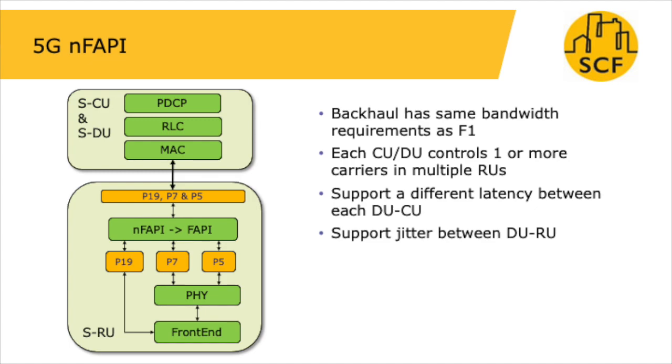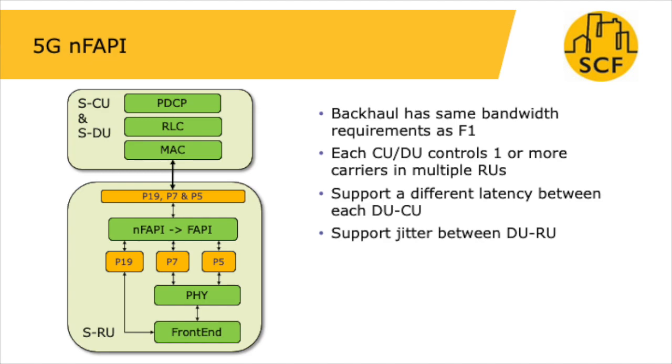So the diagram of our 5G network FAPI, one of the key things about network FAPI is you end up with exactly the same bandwidth requirements as F1. So you have tighter latency restrictions, but the bandwidth doesn't increase dramatically between the MAC and the PHY compared to between the PDCP and RLC.